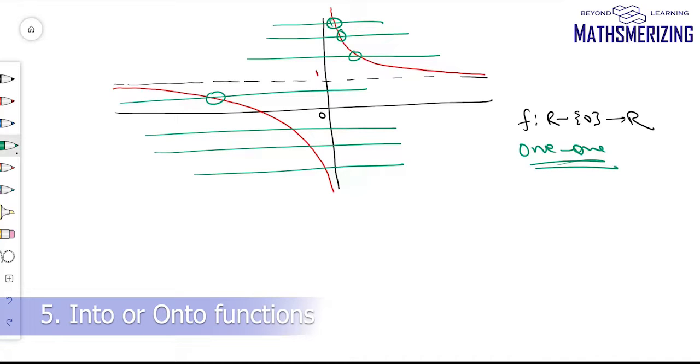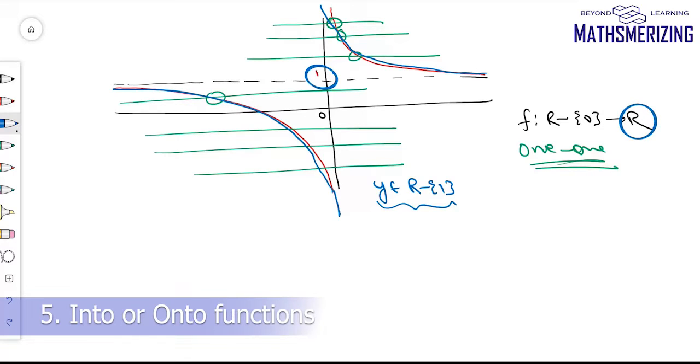Now what about the range of this function? The range of this function will be y belongs to R minus 1. So range is R minus 1, codomain is R. Now here the range is not equal to codomain. When range is not equal to codomain, it is an into function. So this function is one-one and into.